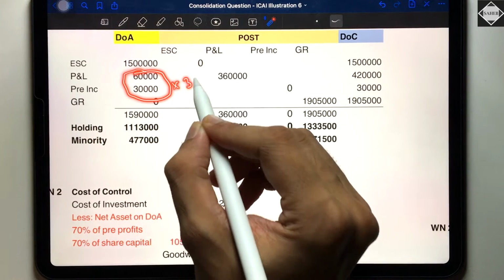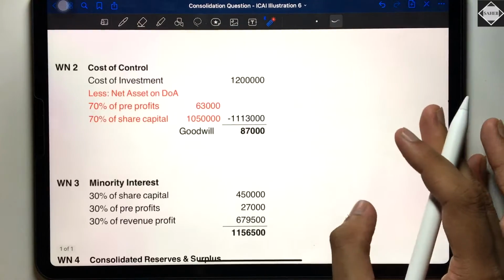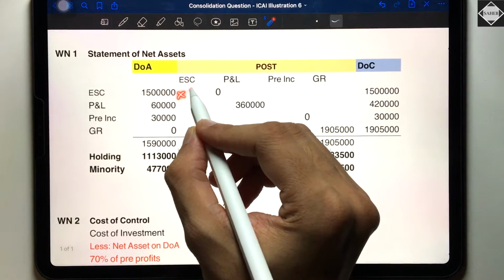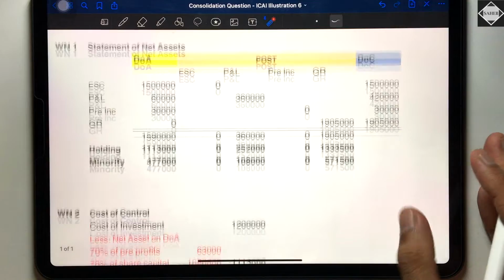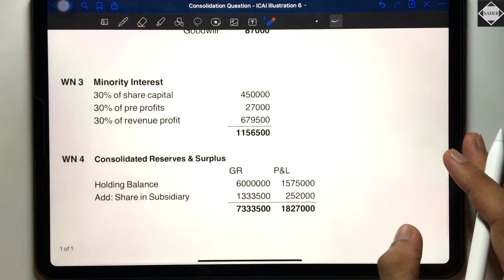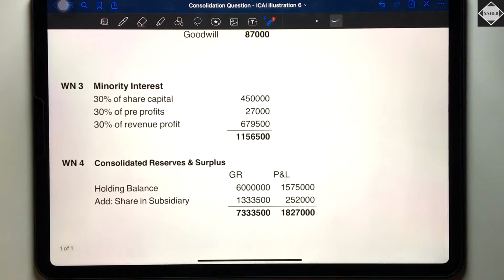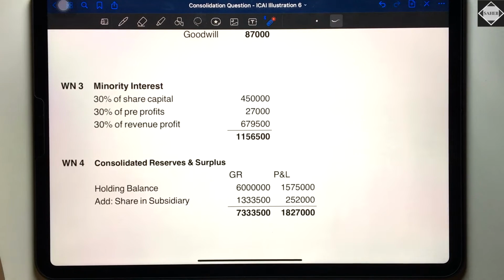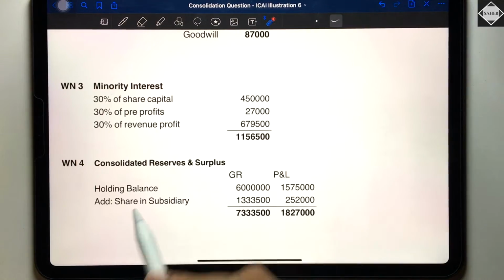90,000 into 30%. Okay, and then 450. How did I get this 450? That is 15 lakh into 30%. Is it clear? Easy. And then you have consolidated reserves and surplus. So working note number 4. In consolidated reserves and surplus, what you have to do? You have to add the post general reserve, post P&L with the holding balance.